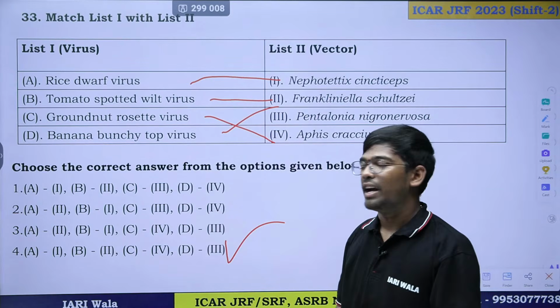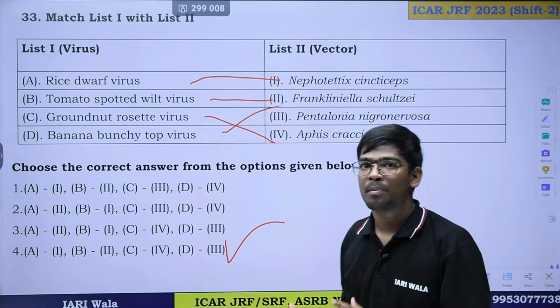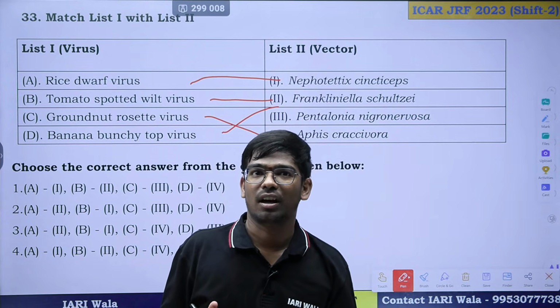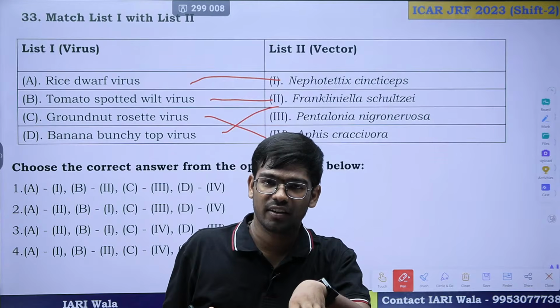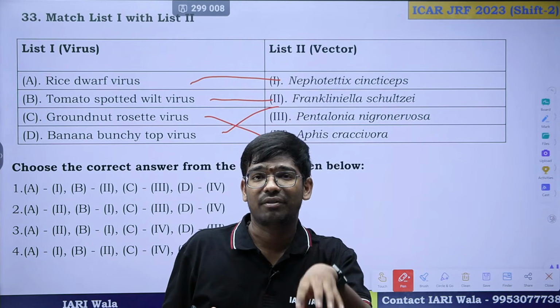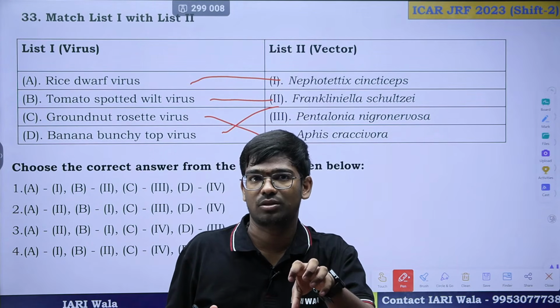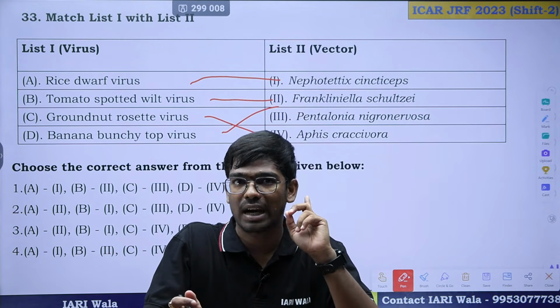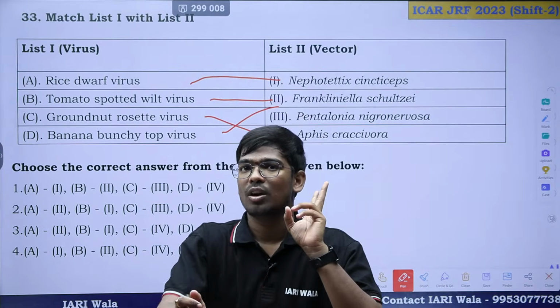So Aphis craccivora also transmits broad bean virus in pea, and groundnut rosette virus, and then peanut stripe virus too. And this Pentalonia nigronervosa transmits kattey disease of cardamom and banana bunchy top virus, both the things.